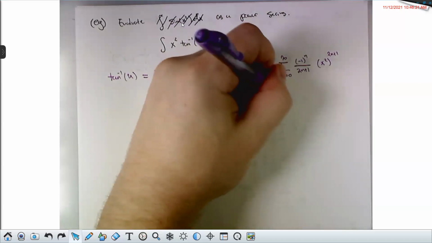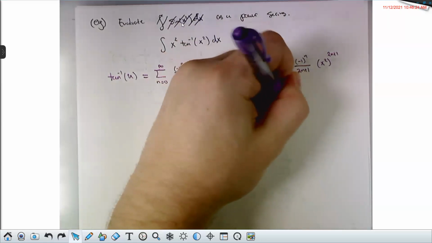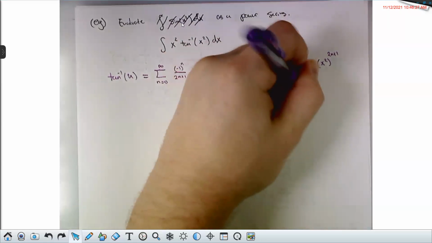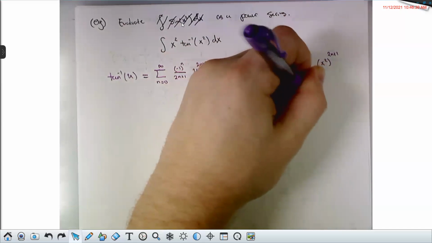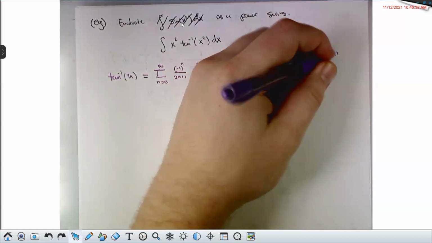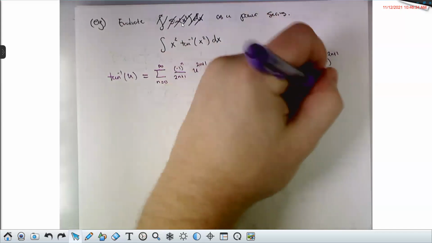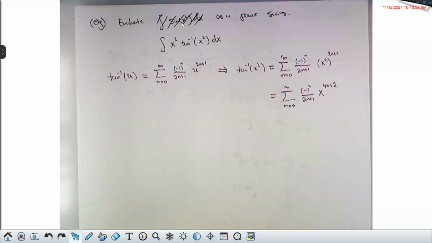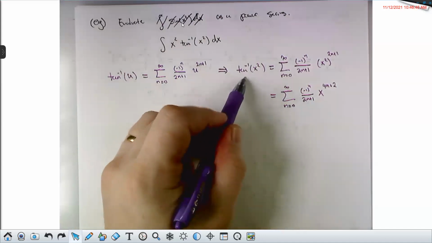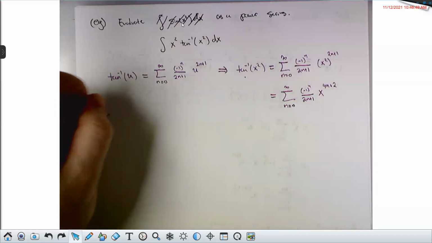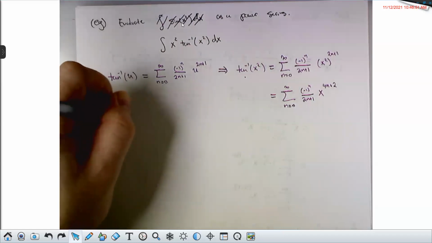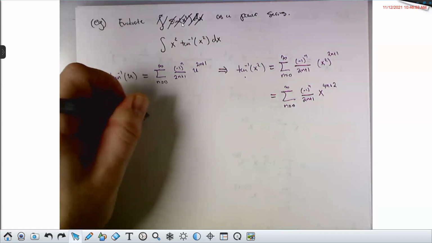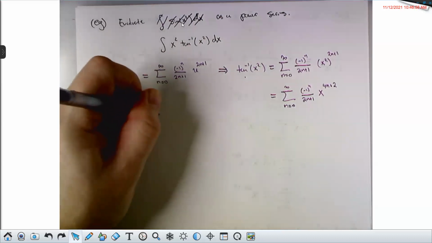Which I can then clean up a little bit. X squared to the 2n plus 1, you multiply 2 times 2n plus 1. That's x to the 4n plus 2. So I have now a power series for the inverse tangent of x squared. I want a power series for x squared times the inverse tangent of x squared.